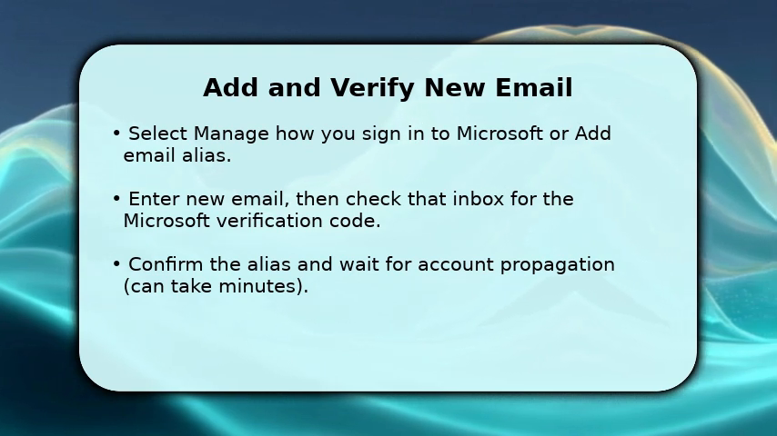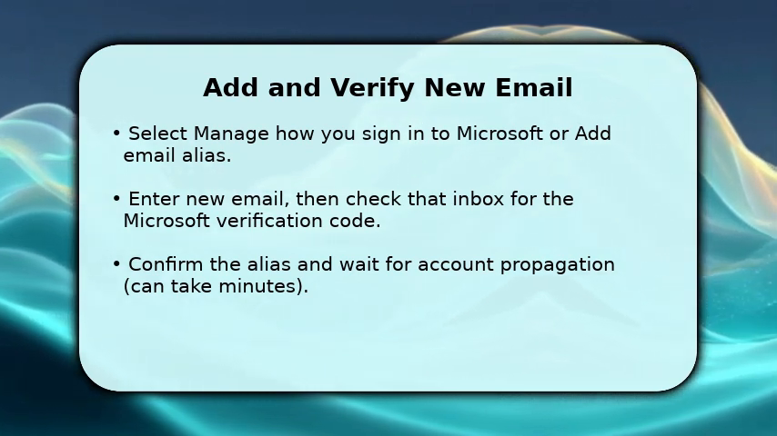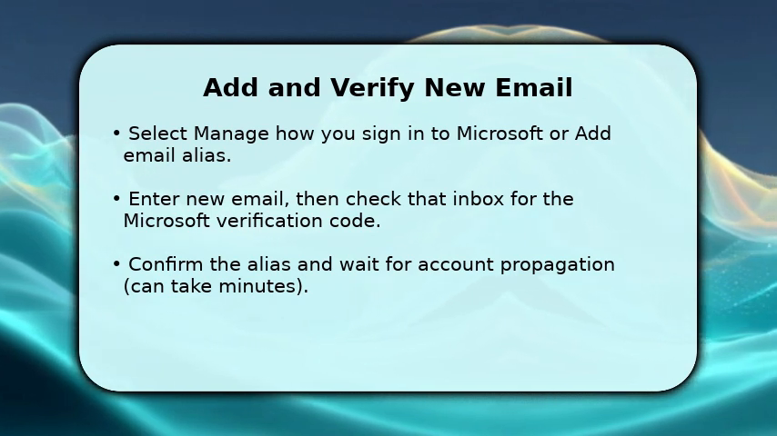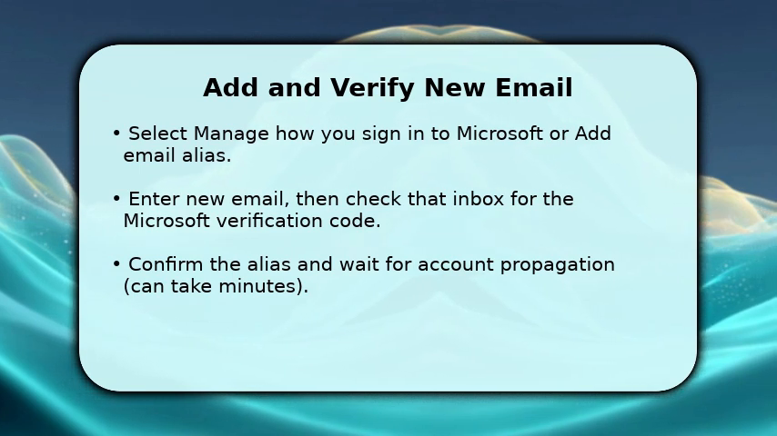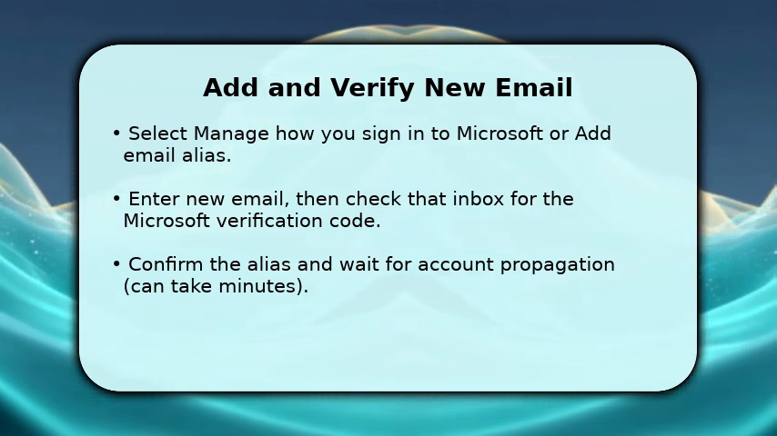After confirming the alias, allow a few minutes for Microsoft to propagate the change across services. This step ensures the address can receive security notices and be set as a primary contact without errors.